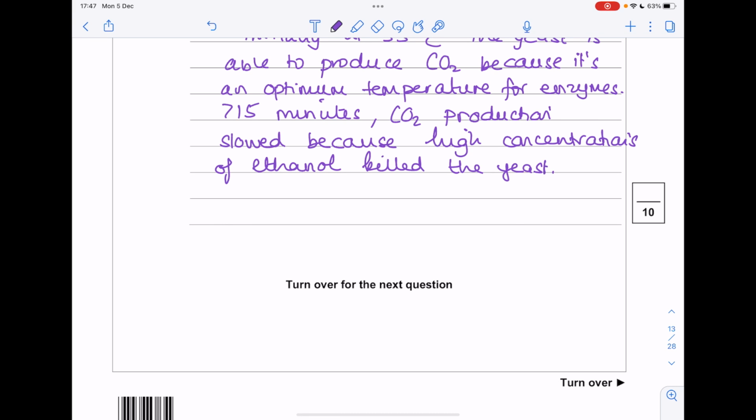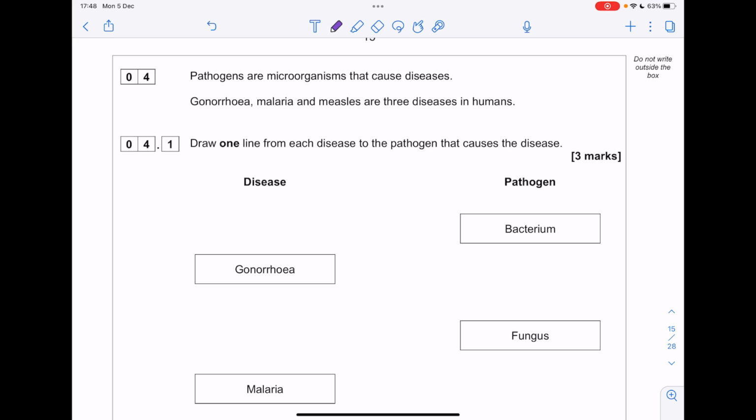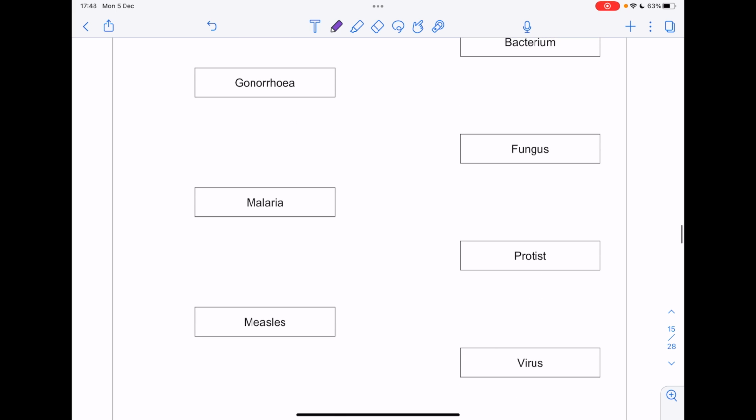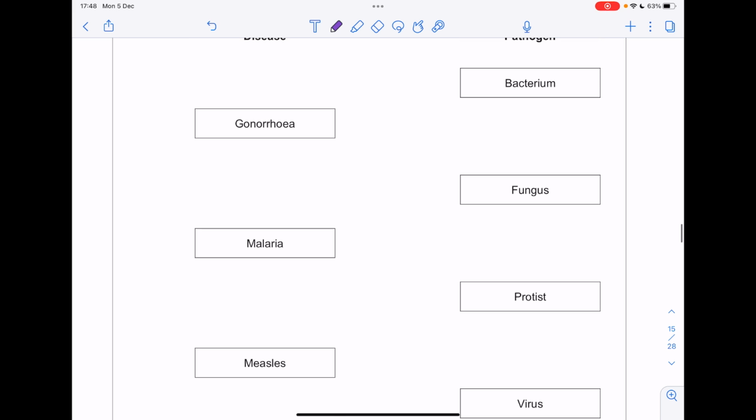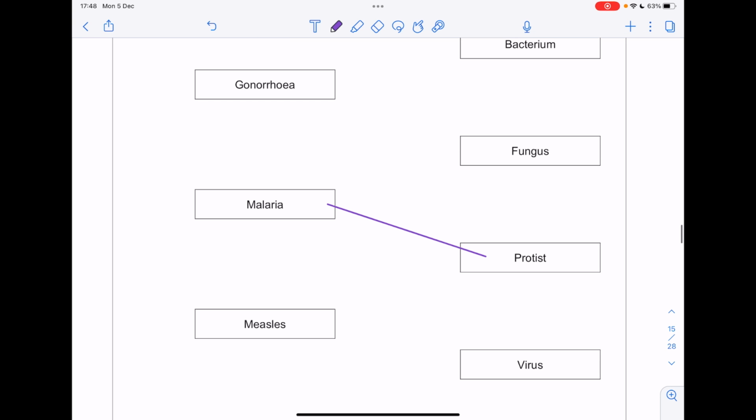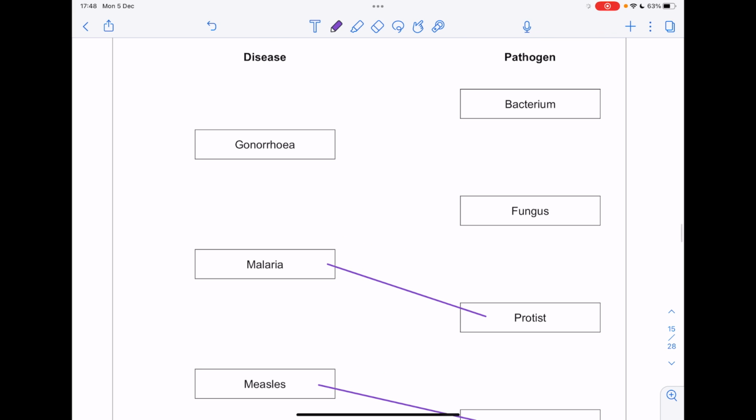Pathogens are microorganisms that cause disease. Gonorrhea, malaria, and measles are 3 diseases in humans. Draw one line from each disease to the pathogen that causes the disease. Okay, so for me the most straightforward one is knowing that malaria is caused by a protist. Measles is caused by a virus. And then finally, gonorrhea, it's not a fungus, it's a bacterium. It's a sexually transmitted disease.